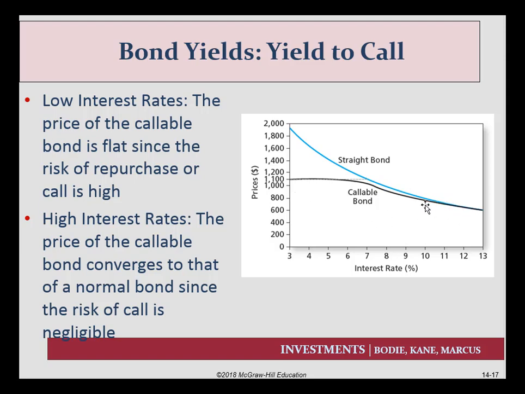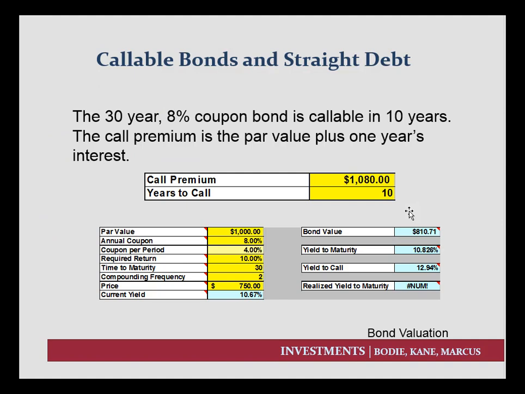So we can see that the straight bond, we had a picture earlier, is a convex curve, but when you add this callable feature to it, it alters the ultimate pricing mechanism and how the values are determined. So in this case, we have an 8% coupon bond again. It's going to be callable in 10 years, and the par value plus 1 year's interest is the premium. So in this bond valuation and duration worksheet, we now just add to it the call premium of 1080, and it's going to be callable in 10 years.